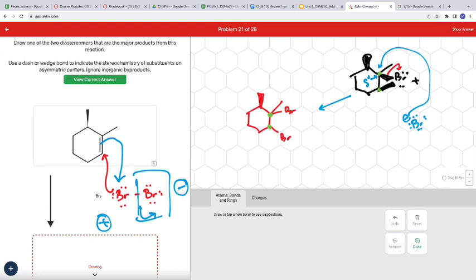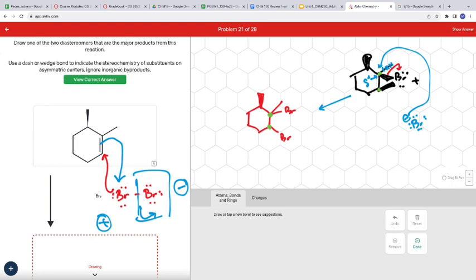Switch. Sorry, I used the wrong language. The bromine I just showed was wedged. What happens to the methyl group? Yeah. That methyl becomes dashed. And we're talking about the methyl, it's the one that was where the bromine reacted. Does that make sense?